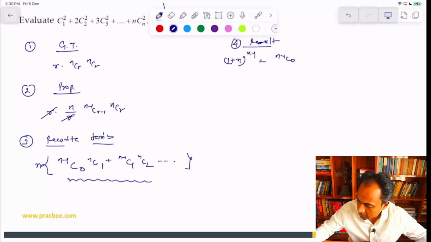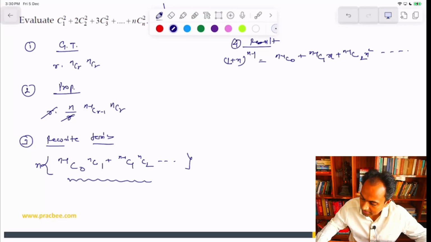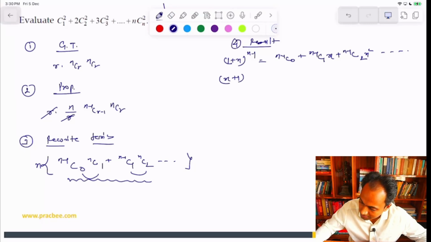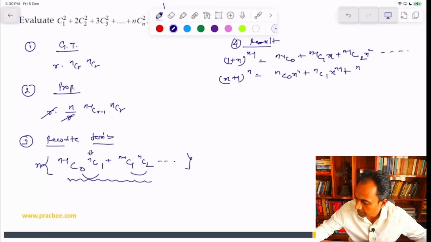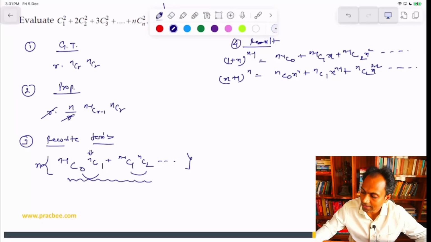This would be n-1 c0, n-1 c1 into x, n-1 c2 into x square, and so on and so forth. Now we can see that here the difference is the same. We will change the order of 1 and x, and since the superscript is n, we will write here n. So this will become nc0 x^n, nc1 x^(n-1), nc2 x^(n-2). And then we are going to multiply it.